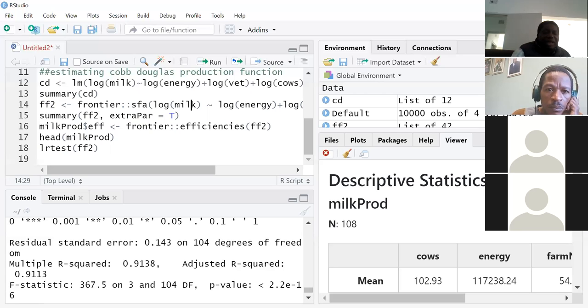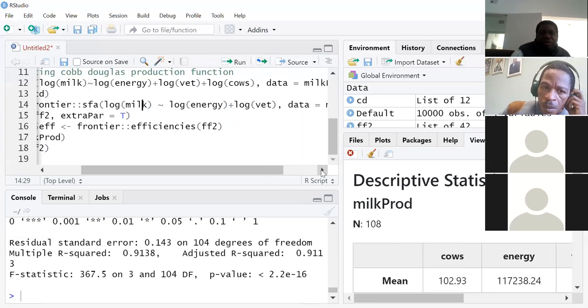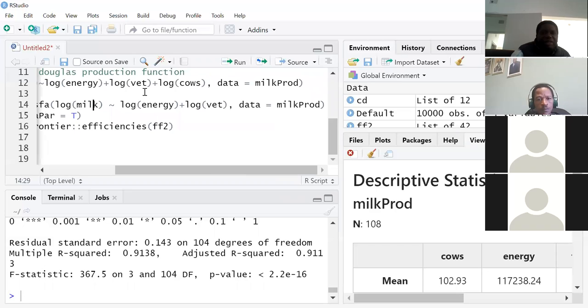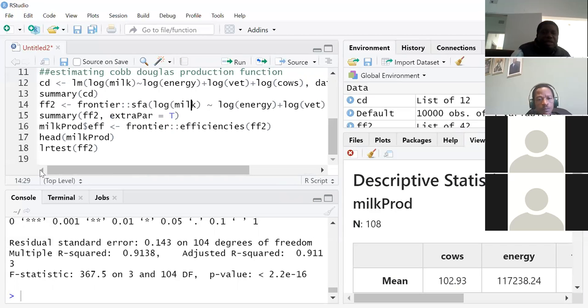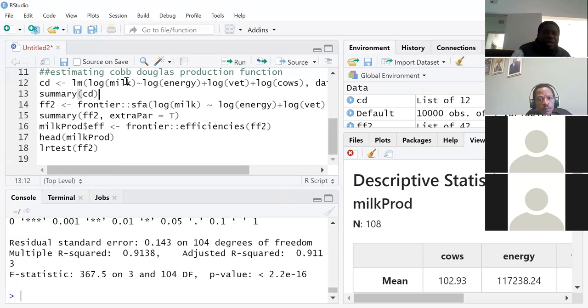Then, the F statistics here is 367.5. You can see the p value is what concerns you. This p value here is 0. The independent variables are vet, energy, and cow? Yes, energy, vet, and cow. That's what we've used in what we have estimated. So it means they explain about 91% variation in milk production in the place where the data is collected.